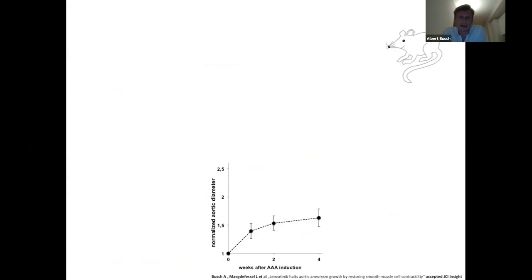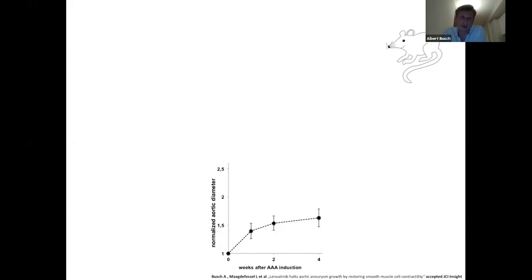Just before this webinar, actually, we got the confirmation that this work will now also be published soon. So we've been using this PPE model, and you can see the normal growth curve of those PPE mice here. So 4 weeks, about 60 to 70% of aneurysm growth going on here. And we've been treating those mice with lenvatinib, which is a drug already used in cancer treatment in the clinical setting. We're trying to repurpose that to aneurysm based on angiogenesis, based on smooth muscle cell activity.